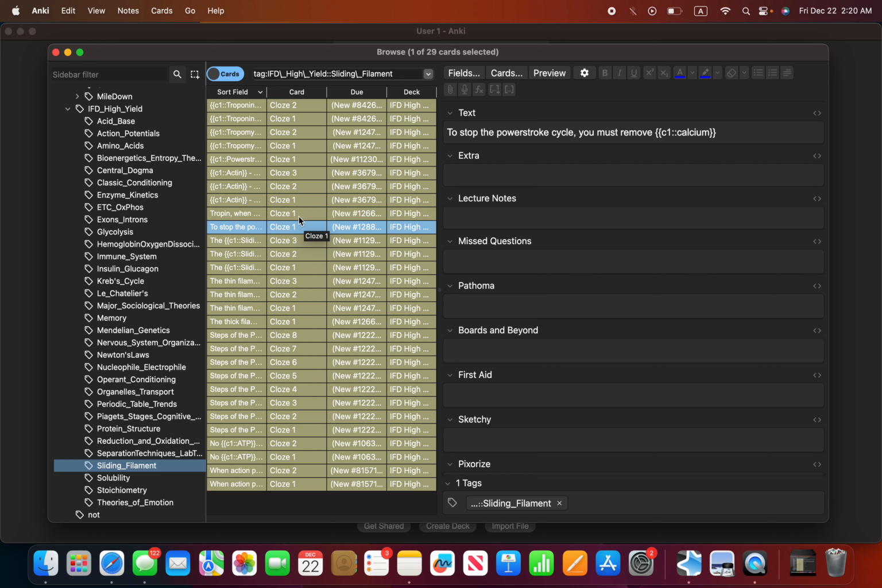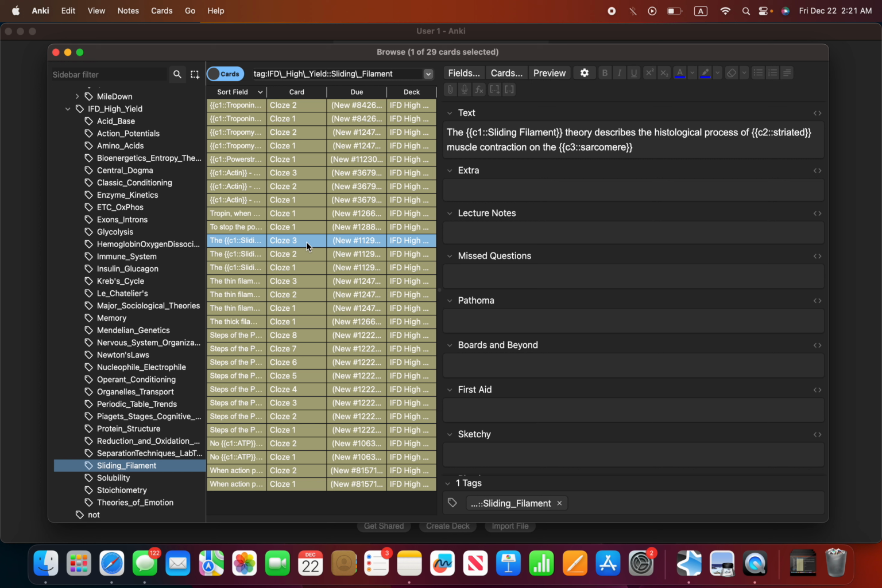Now we have the sliding filament theory, which describes the histological process of striated muscle contraction on the sarcomere. So the sarcomere has this structure. Sliding filament is basically all these things: we have sliding filament, striated muscle contraction, and the sarcomere.